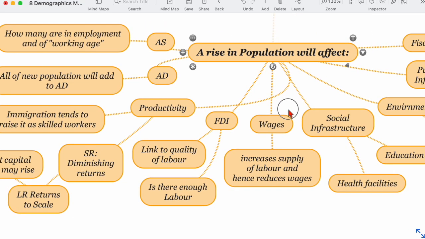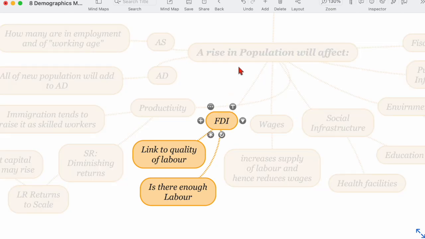Okay. The next thing is FDI. Obviously, if there's a rise in population, that's one of the attractions of FDI, that, is there enough labour is often what they ask if they want to invest in the country, and a rise in population means that there is, and you need to link it to the quality of the labour. That's why I think population and education skills should really be put together as one whole topic in your thinking. But FDI tends to get attracted when there is this rise in population, because they've got the labour, they've got the quality of labour, the investment comes in.